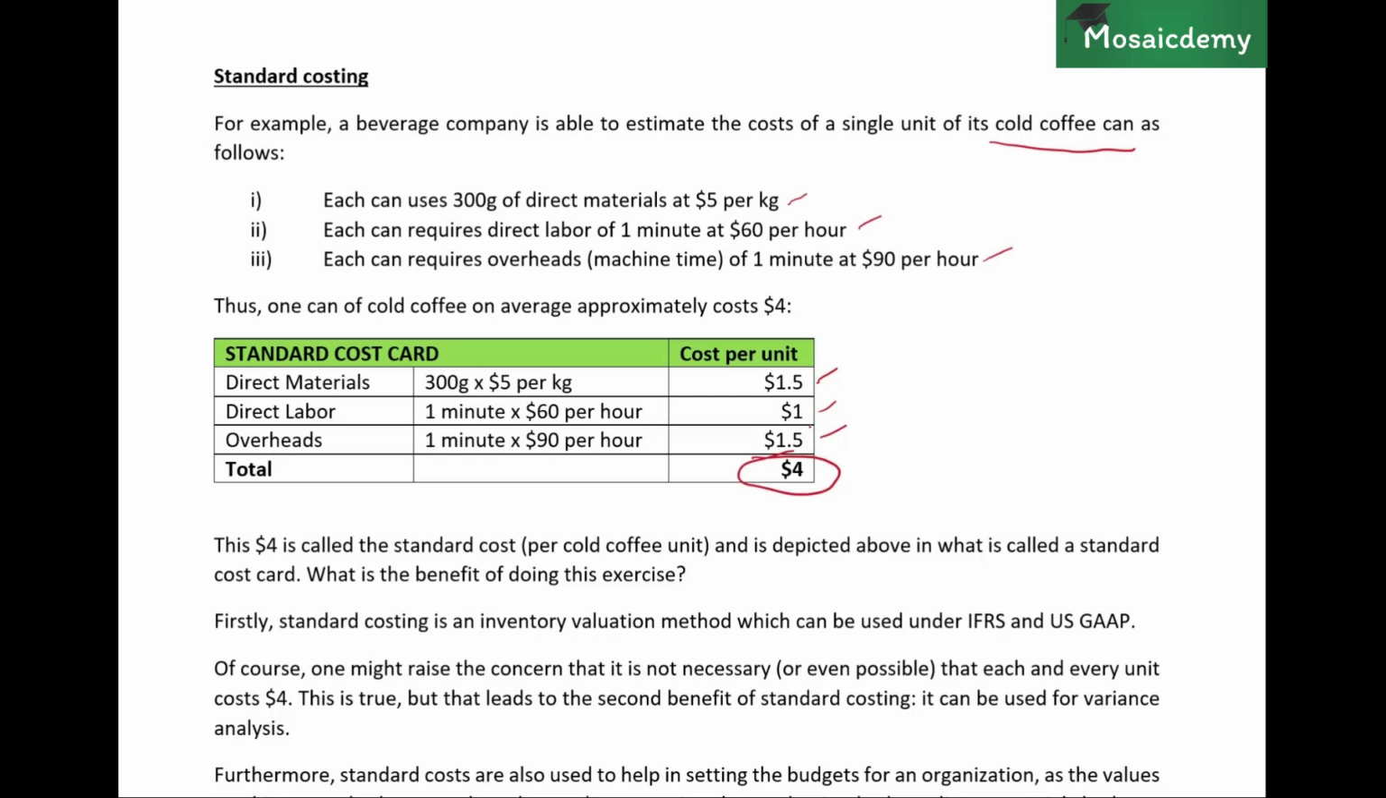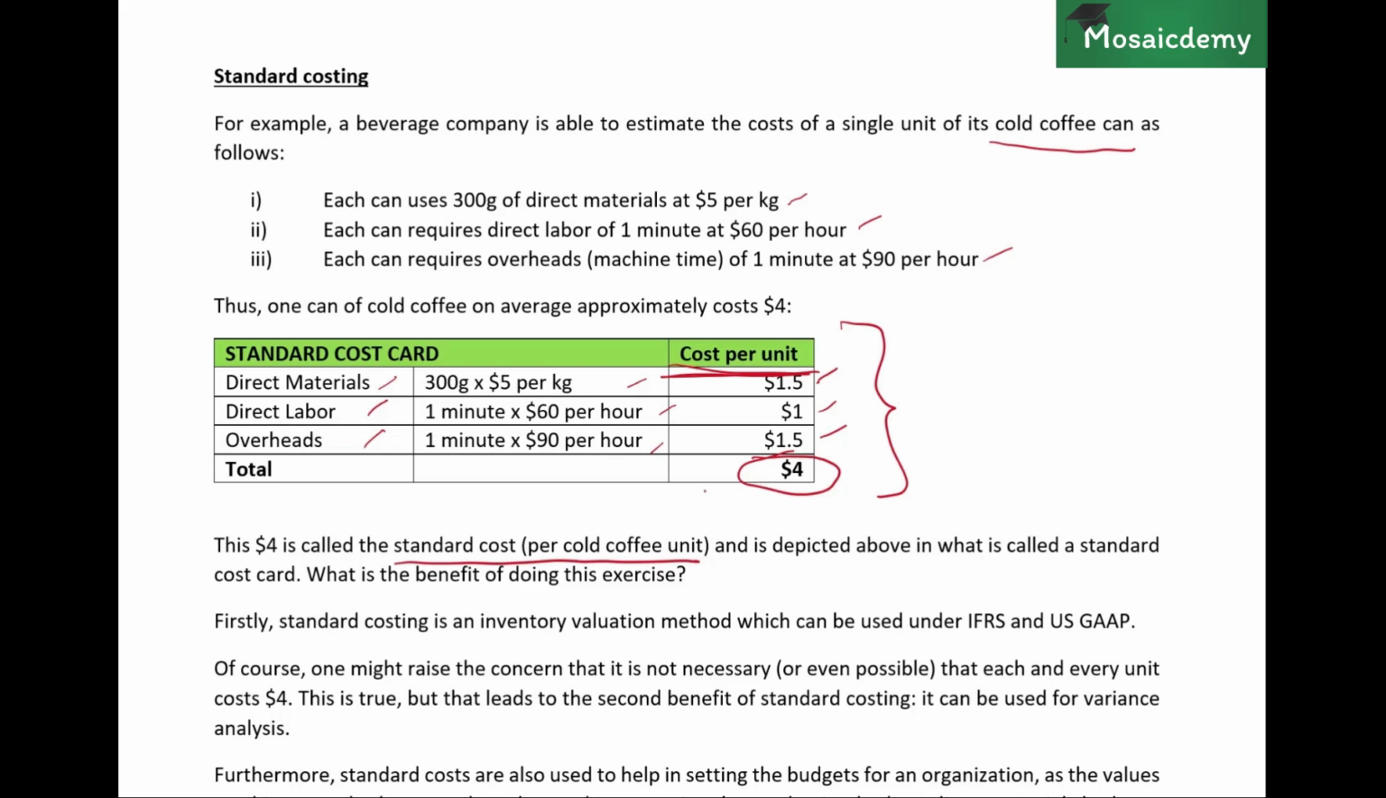And this whole thing is called a standard cost card, where you have the breakdown of your different costs, the calculation numbers involved in it, as well as the final numbers giving us the cost per unit. Okay? Now, the $4 is called the standard cost per cold coffee unit. What was the point of doing this exercise?